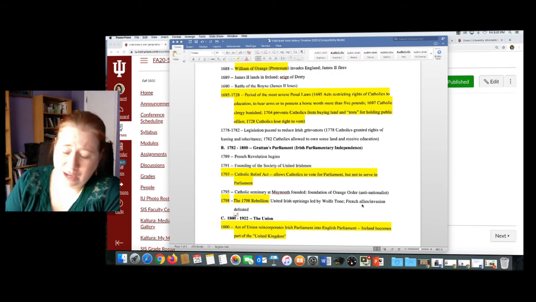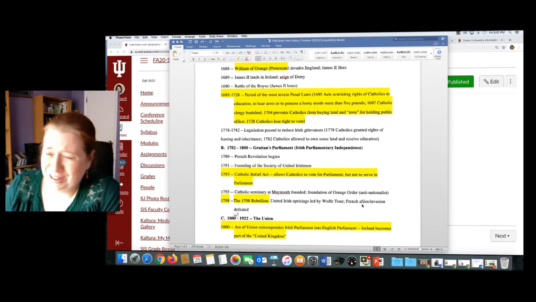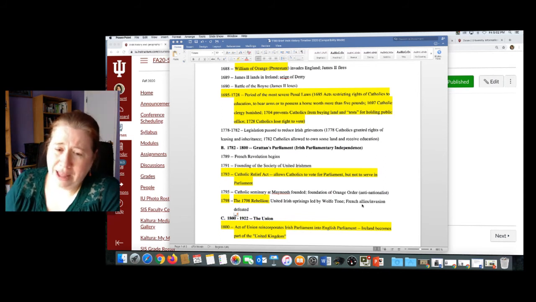So the 1798 rebellion happened. As with all of the Irish rebellions until the very end, it failed. And it failed pretty miserably. It was a short rebellion, maybe lasted about 3 months. Wolfe Tone, we'll read more about it later, but just to give you the highlights, Wolfe Tone had gone to France to try to recruit a force there to come back and take on the British.